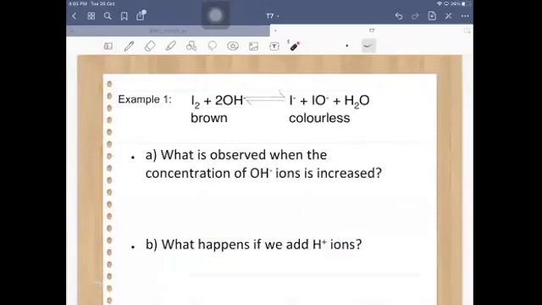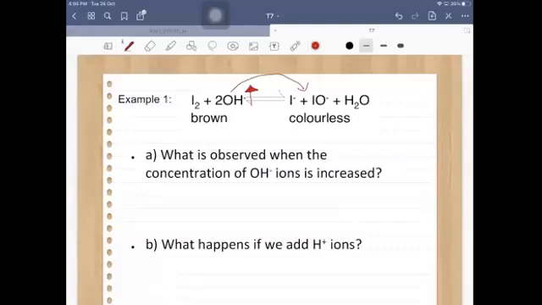Okay, example 1. Let's do a quick example. What is observed when the concentration of hydroxide ions is increased? So that means we are increasing hydroxide ions. Le Chatelier's principle said that, well, if my hydroxide ions is high, I need to reduce it. And the only way to reduce my hydroxide ions is favoring the forward reaction. Okay, so to answer this, the forward reaction is being favored.